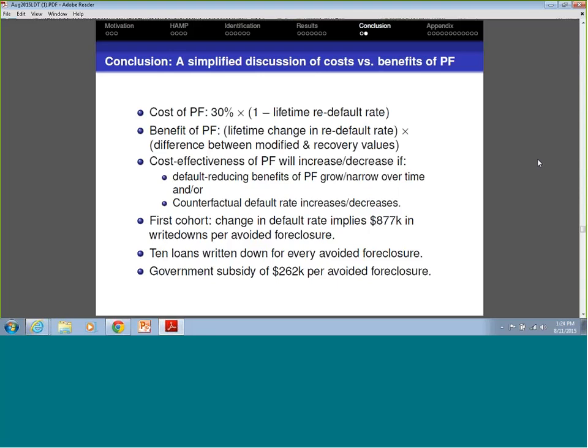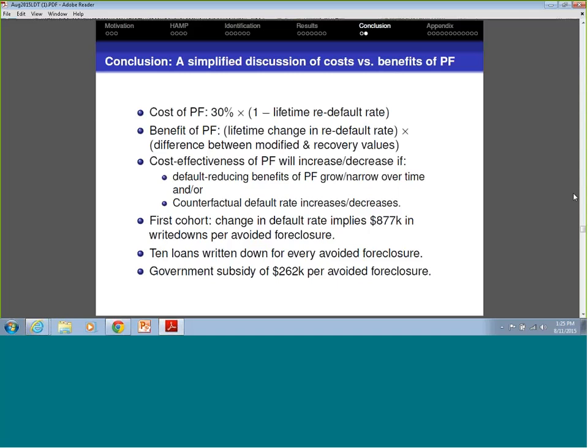So in our sample, in the first cohort, the changes in default rate imply about an $877,000 write-down for foreclosure avoidance. I want to be clear that that's not the cost of foreclosure avoidance, because it doesn't include the counterfactual default. That's just the total write-down over the change of probability. But it implies that about 10 loans are written down for every avoided foreclosure, and it implies a government subsidy of about $262,000 per avoided foreclosure.